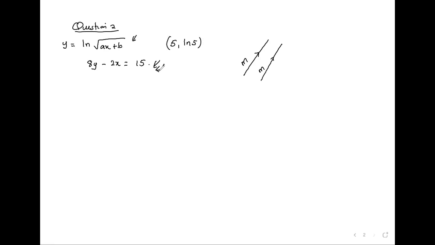So from this line, we are getting the gradient by differentiating it. If we differentiate 8y, we get 8 dy dx. We differentiate 2x, we get 2. Differentiate 15, we get 0. Then we solve for dy dx. This is going to be 2 over 8, which is 1 over 4. So we have found that the gradient of the tangent line is 1 over 4.